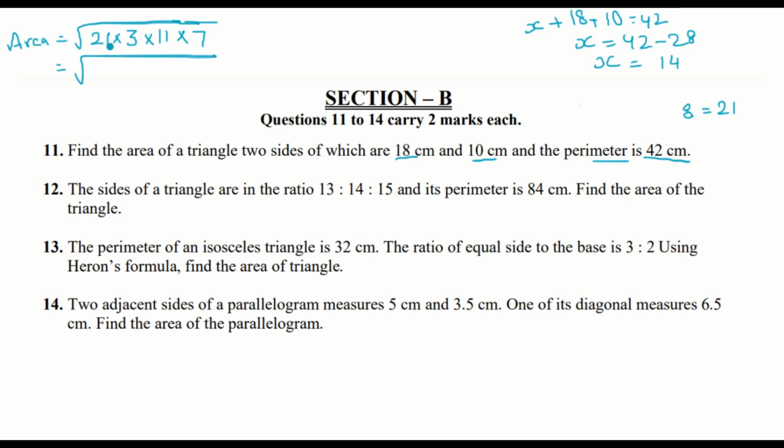Now 21, the factors of 21 are 7 and 3. 7 into 3 is 21. And 3, other numbers are prime numbers, so we can't do the factorization of it. Let's leave it. And now let's remove it from the square root. There are two 7s, so one 7 can be removed. There are two 3s, so one 3 can be removed. And here this 11 remains inside the square root. So 7 threes are 21. 21 root 11 is the area. Answer is area of this triangle is 21 root 11 centimeter square.